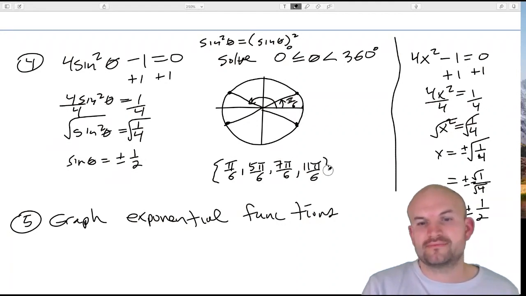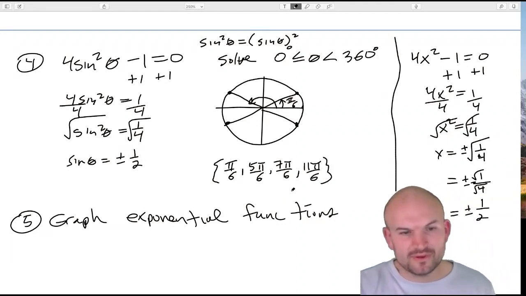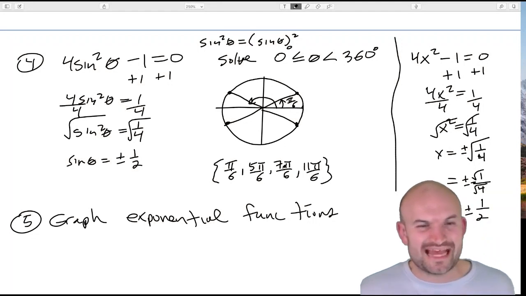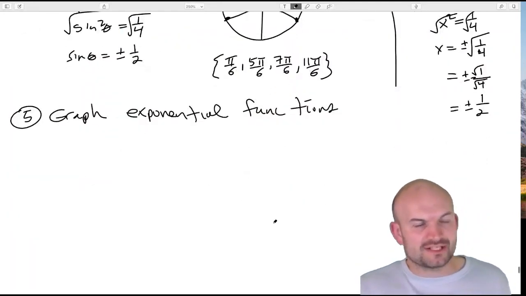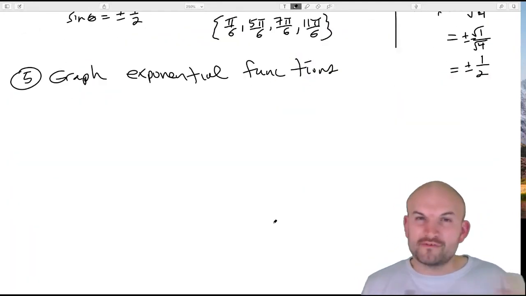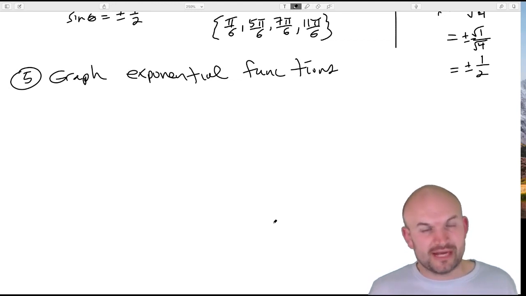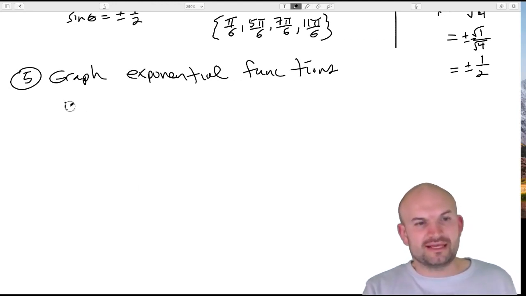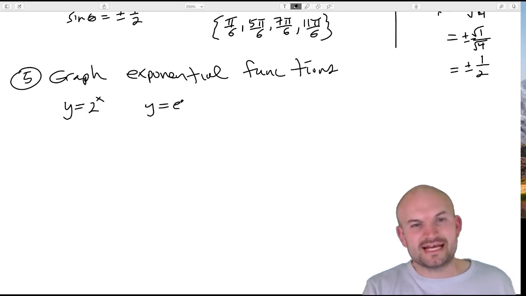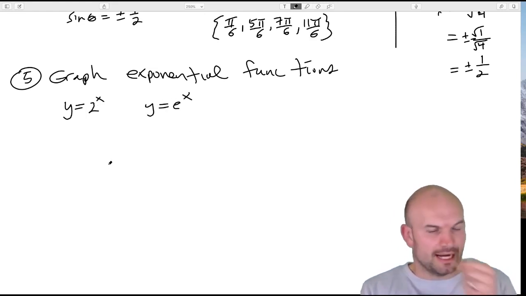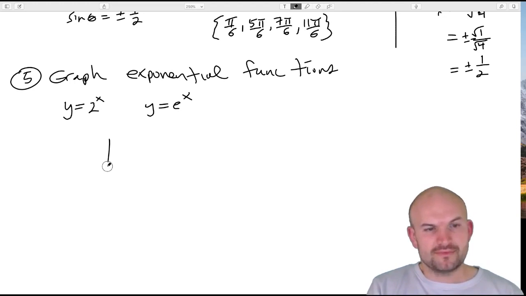Over 6. All right, and the last example was just graph exponential functions. They didn't give me an example, so I'll just do a quick little overview on the graph. I'm not sure if they were talking about graphing via table or transformations. Really the main thing, guys, it doesn't matter if it's y equals 2 to the x, y equals e to the x. You just need to know the parent function of the exponential equation.